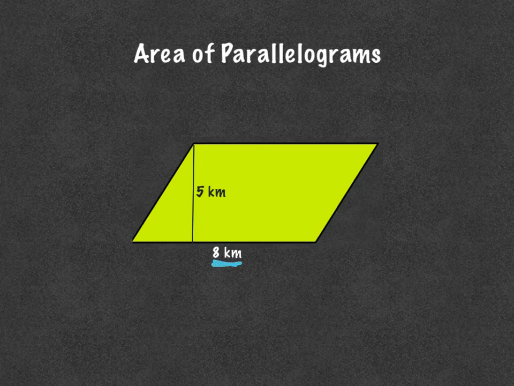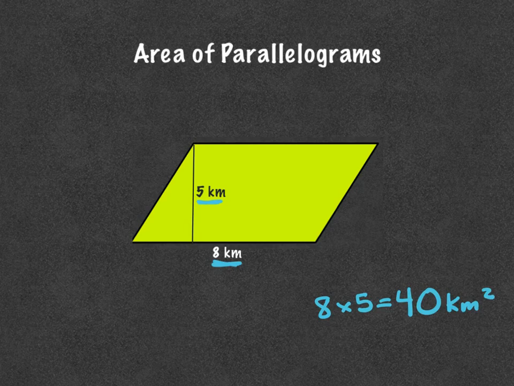Okay, so for this one, we have 8 kilometers as our base, 5 kilometers as our height, 5 times 8, which is 40 kilometers, and we're squared because it's area.